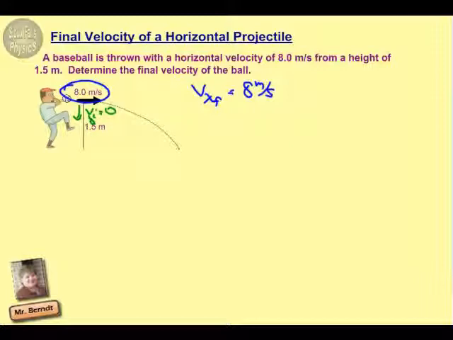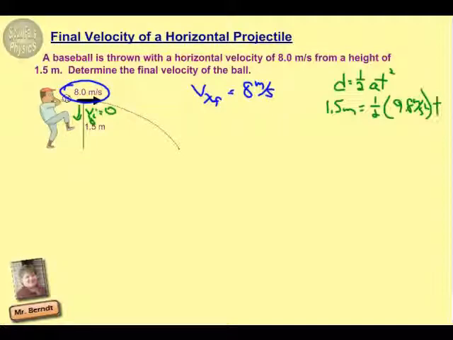But the thing we need to do is find out how long it's in the air before we can find the final velocity in the y direction. To do that, we need to recognize the ball is essentially falling. And we can use the simple equation d equals 1/2 at squared. Our distance is 1.5 meters. Our acceleration is gravity, which is 9.8 meters per second squared.